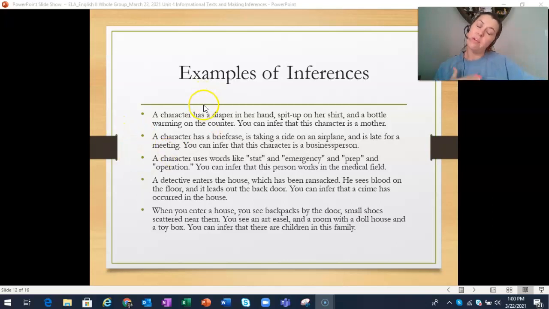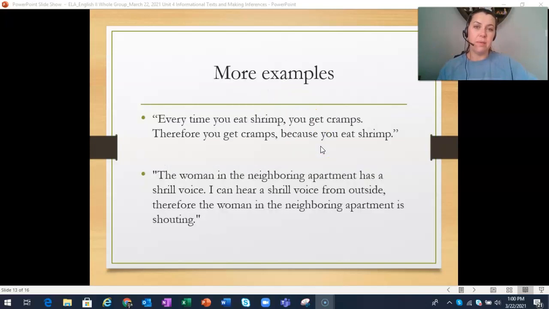Now these examples are pretty straightforward. They're pretty simple. I wouldn't call these complex inferences, but it's the same process of looking at details, looking at things that are going on, and then making an educated guess, drawing a conclusion about what's going on in this story.